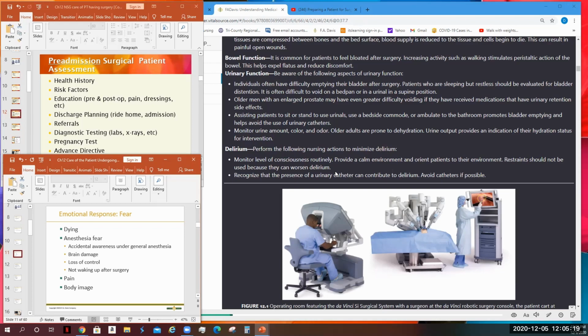Monitor urine amount, color, and odor. Older adults are prone to dehydration. Urine output provides an indication of their hydration status for intervention.